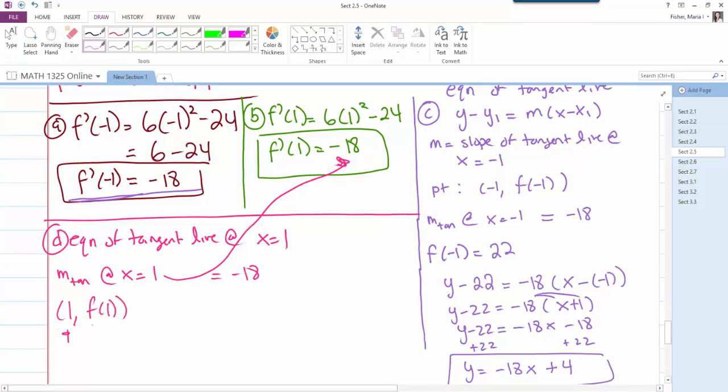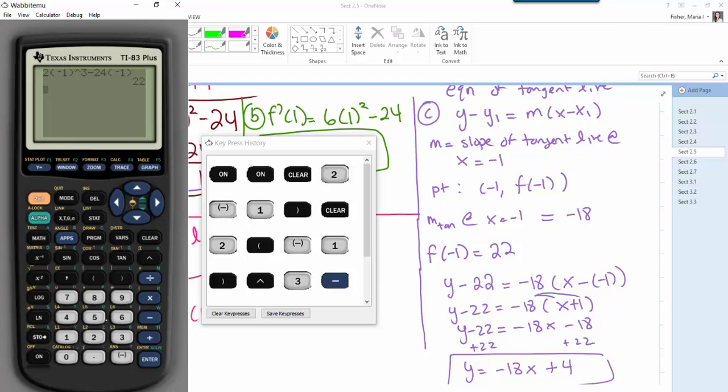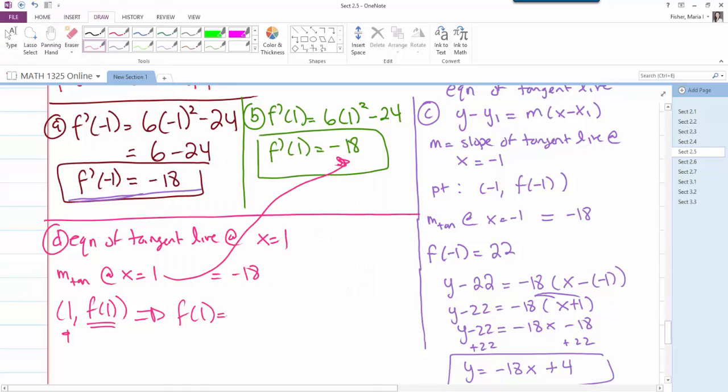So I know what this is. I just need to find f of 1. So f of 1, again, you're plugging that into your original function. It's going to be, grab that calculator again, 2 times 1 to the third minus 24 times 1. And 2 times 1 to the third minus 24 times 1 is -22. So f of 1 is equal to -22.